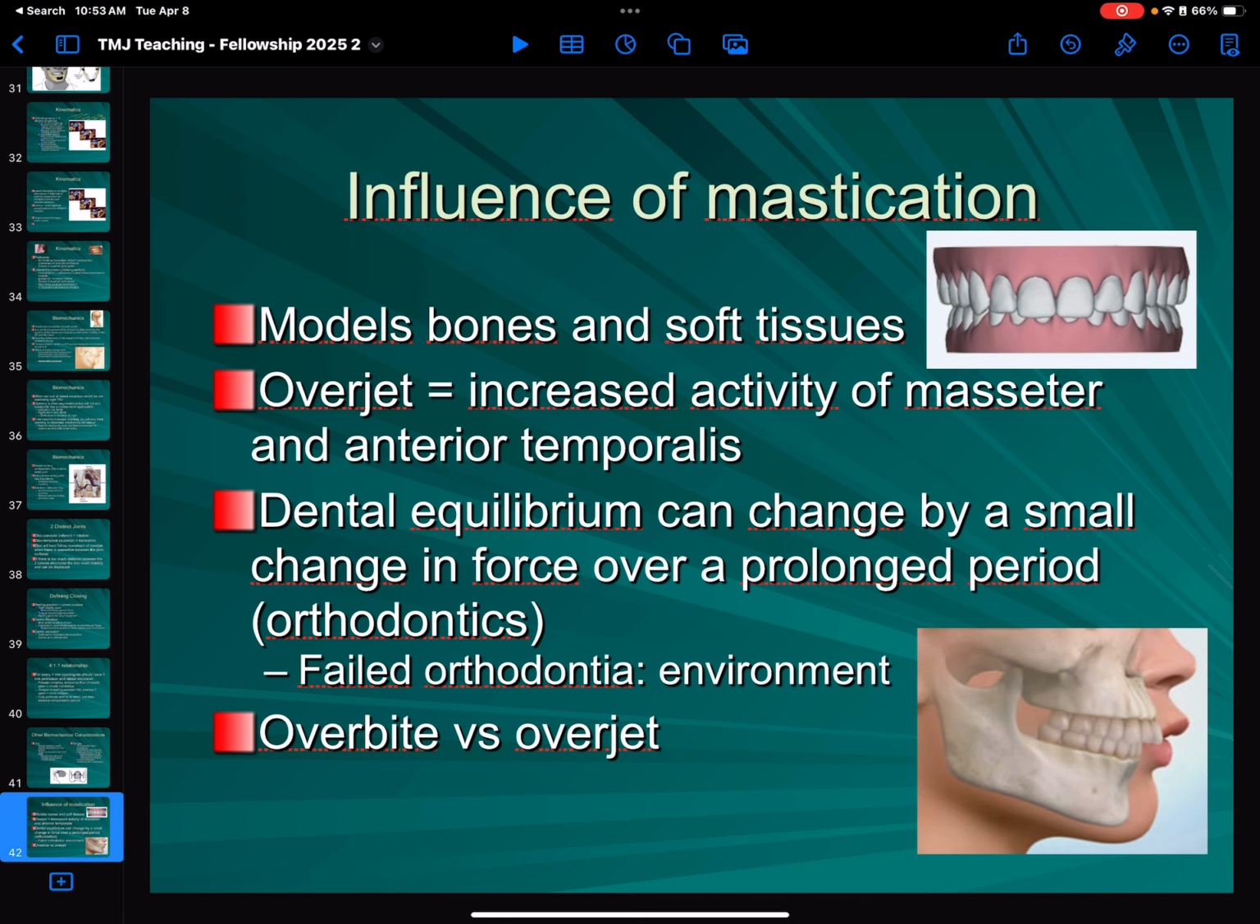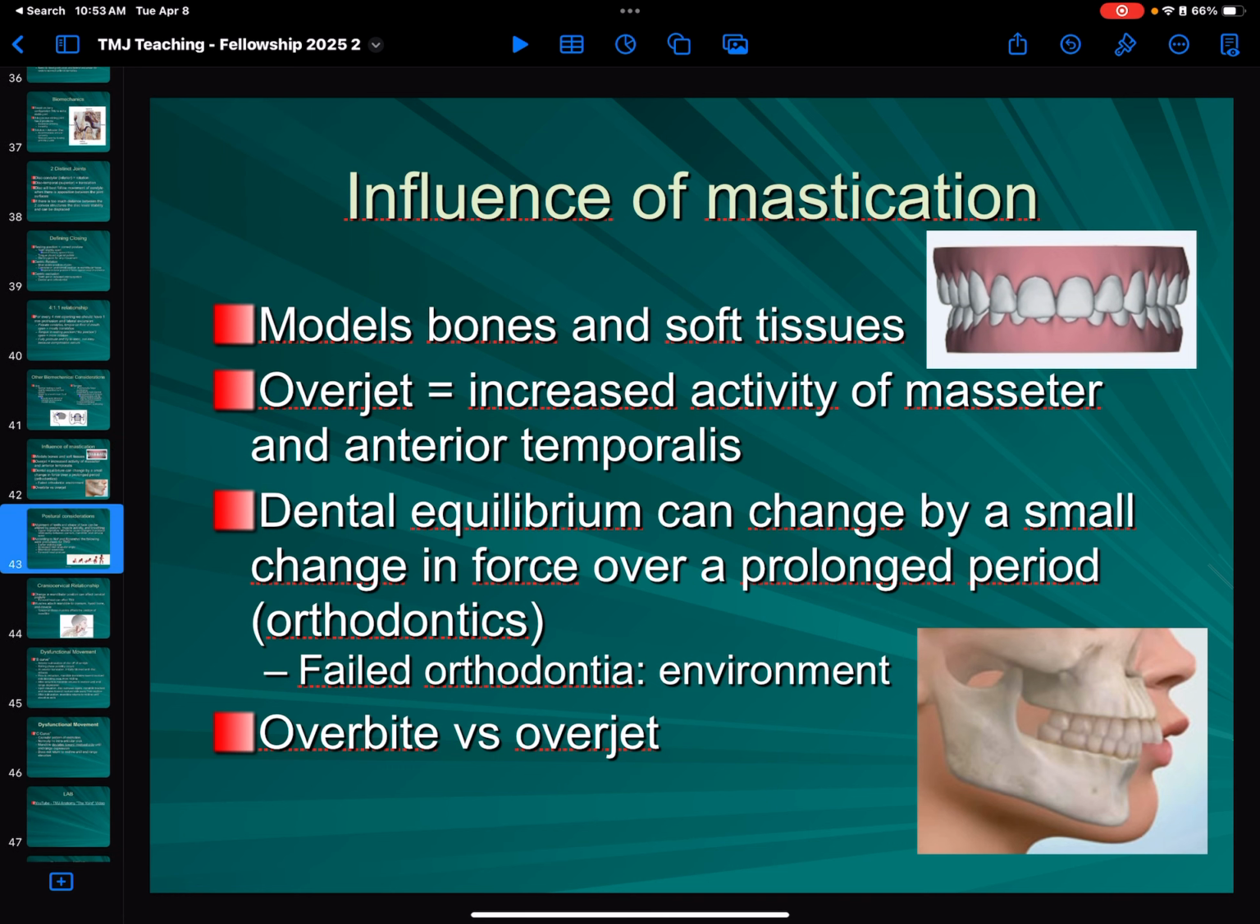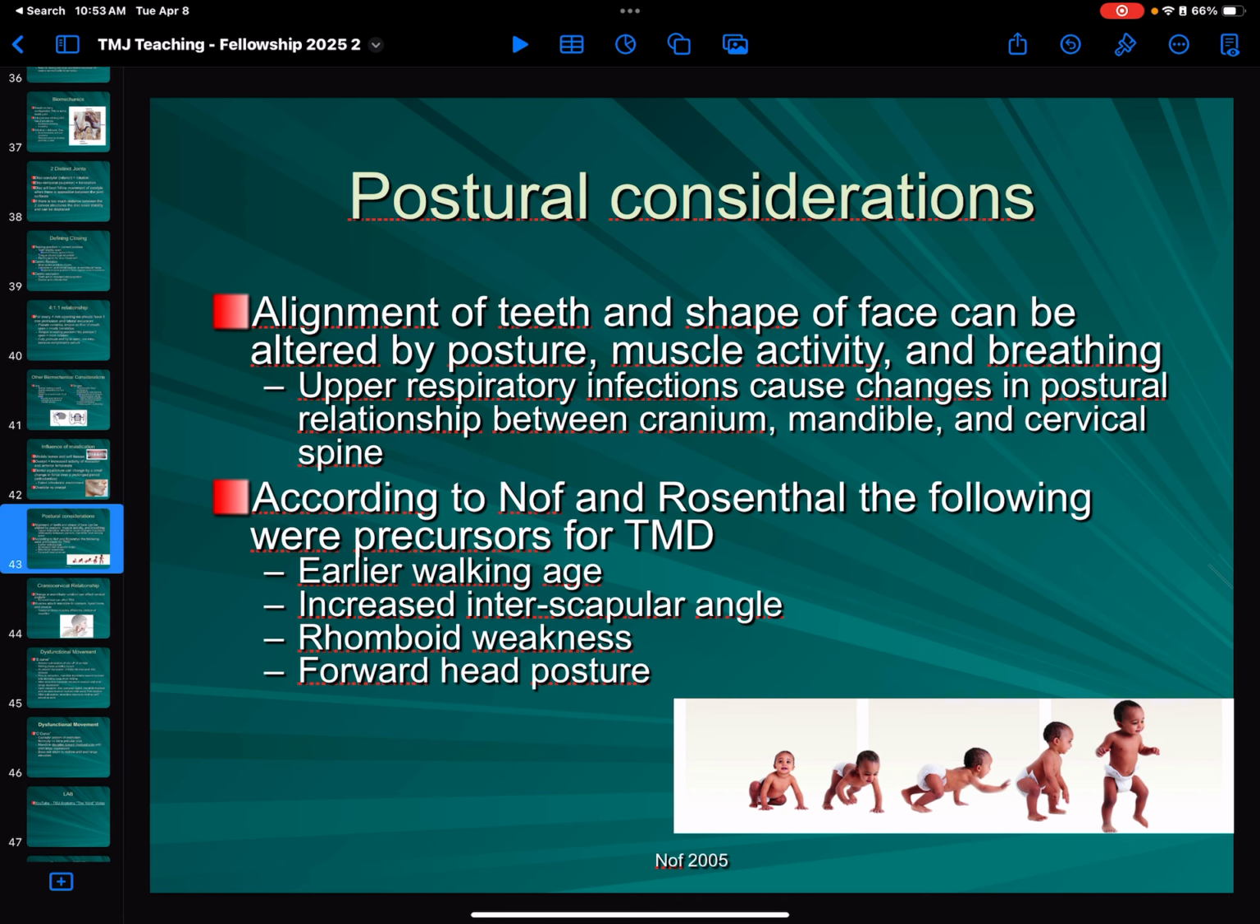Postural considerations: alignment of teeth and shape of face can be altered by posture, muscle activity, and breathing. I mentioned this a little bit. Upper respiratory infections can cause changes in posture relationship between cranium, mandible, and cervical spine. So all of this relationship, our bodies are being modeled in these early stages. And that's where we have a vital role.